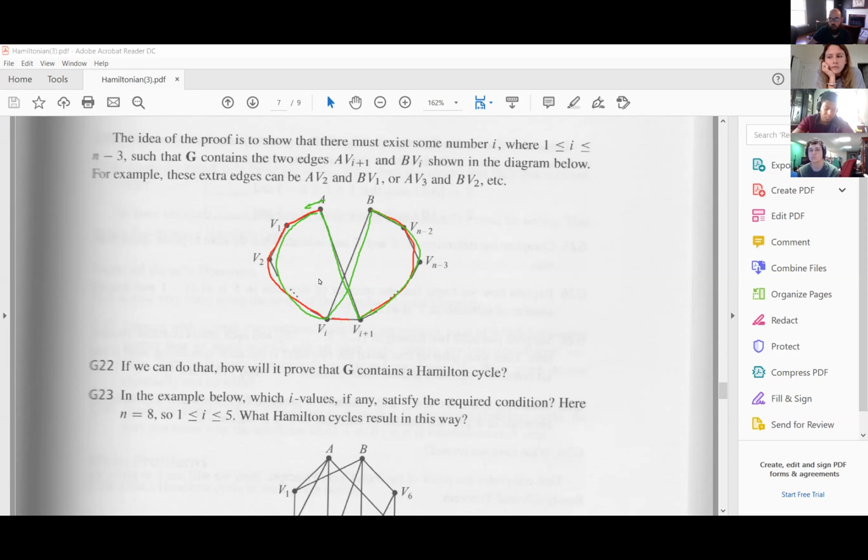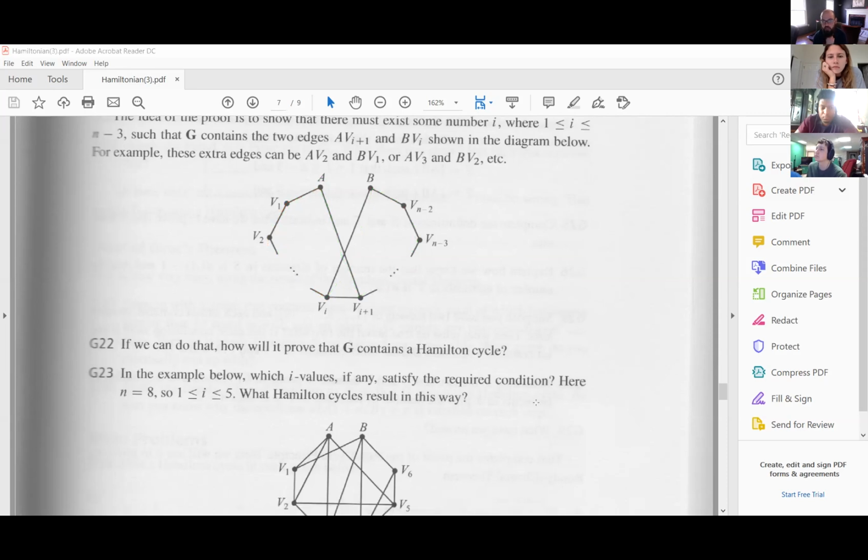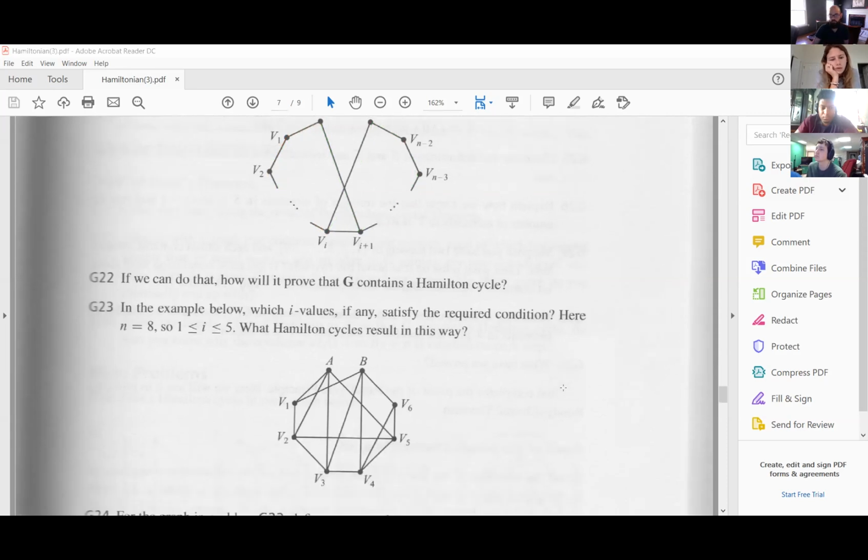What will be helpful, I think, is down here in G23, there's an actual graph where you can try this with actual vertices, in an example that doesn't have dots in it.